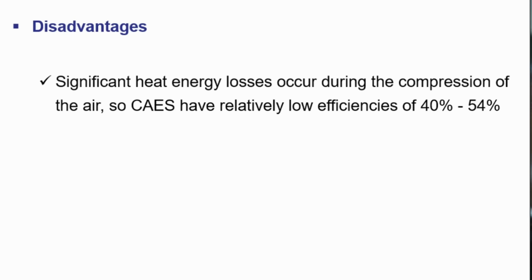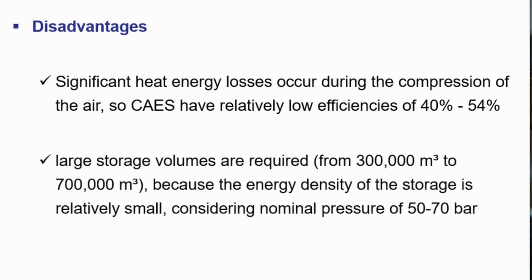The disadvantages: there are significant heat losses during the compression. I mentioned already some methods to avoid that or to use that energy. Usually the efficiency is in the vicinity of 50%, so here a range of 40 to 54% is given. Large storage volumes are required, from 300,000 cubic meters to 700,000 cubic meters, because the energy density of the storage is relatively small, considering a nominal pressure of 50 to 70 bar. If we compare that, for example, to a car tire, it is about 2 bars. A bicycle tire is up to 9 bars for a race bicycle tire.